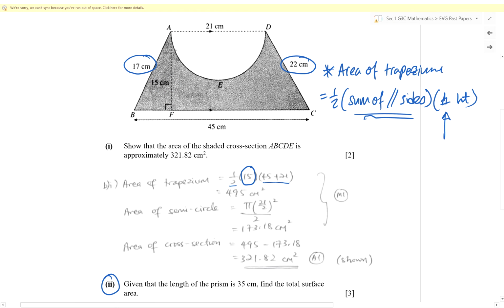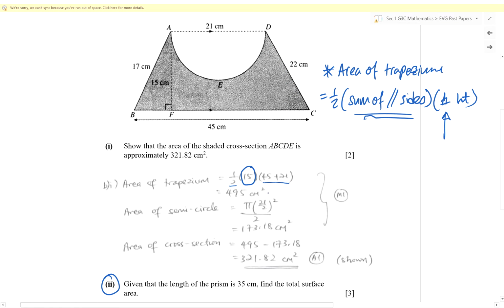You look at this length of 17. This length over here does not form a 90 degree with the parallel lines. Likewise, this 22 cm does not form 90 degrees with the parallel lines. That's why they are out.